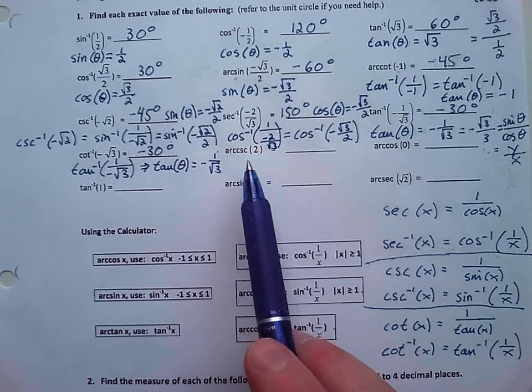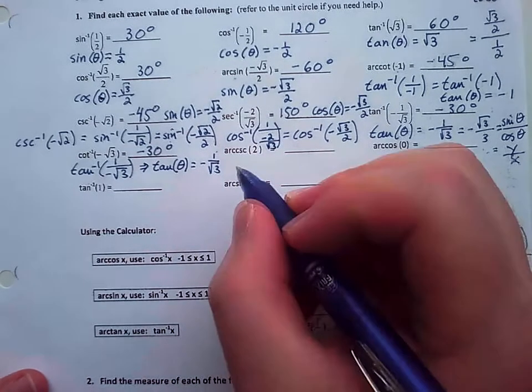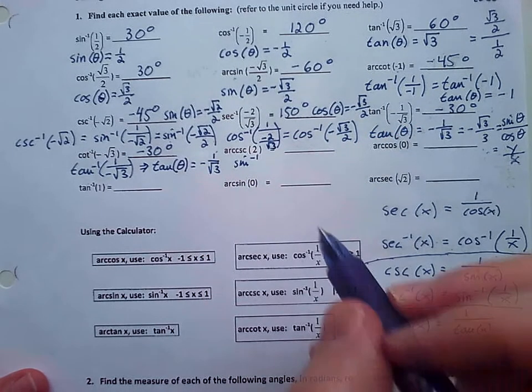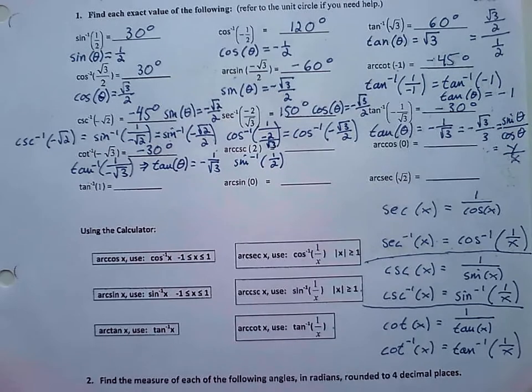Alright, let's go on to the arc cosecant. Again, the arc cosecant, we can rewrite this as the sine inverse of 1 over x, so 1 divided by 2.